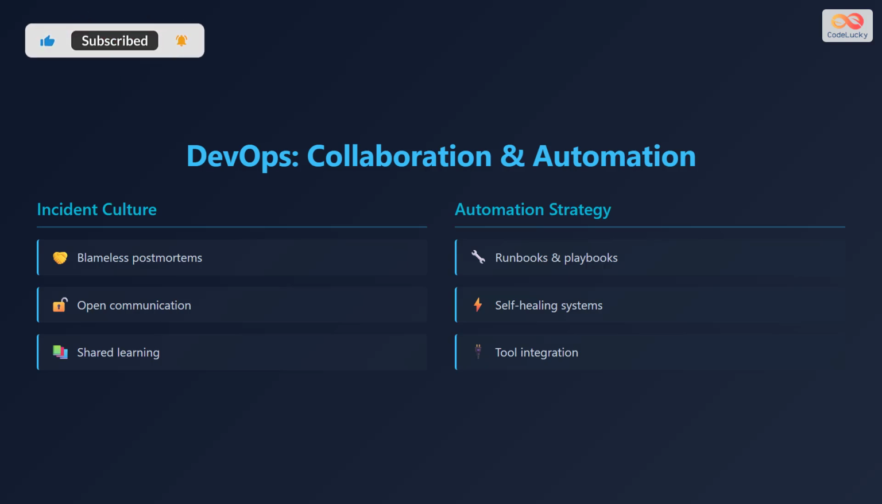For automation strategy, teams create runbooks and playbooks containing step-by-step procedures for common incident scenarios. Self-healing systems use automation to detect and fix common problems without human intervention. Tool integration connects monitoring, alerting, and remediation systems so they work together seamlessly.